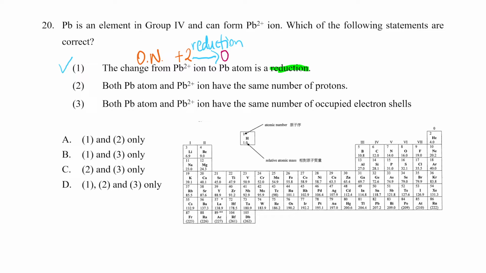Now let's look at option 2. Both the Pb atom, lead atom, and the Pb2+ ion have the same number of protons. Now they're focusing on protons. Again here, ions. What's the meaning of an ion? Ions are formed when we remove or gain electrons, right? The main point of getting an ion is when we either lose or gain electrons. It has nothing to do with protons.